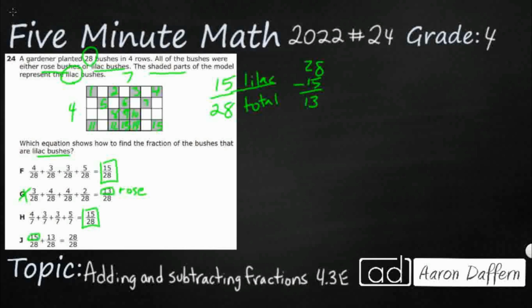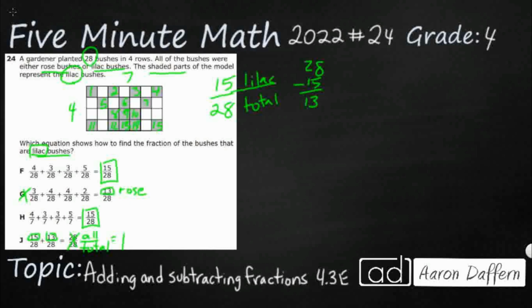And then take a look at this. I got 15 plus 13. That's the whole thing. 28 over 28. This is just the total. It's just all over the total, which just equals the whole thing. So that doesn't really help. I'm not looking for all the bushes. I'm looking for the lilacs. So which of these is going to be correct? Well, we have to look at how we've added these.